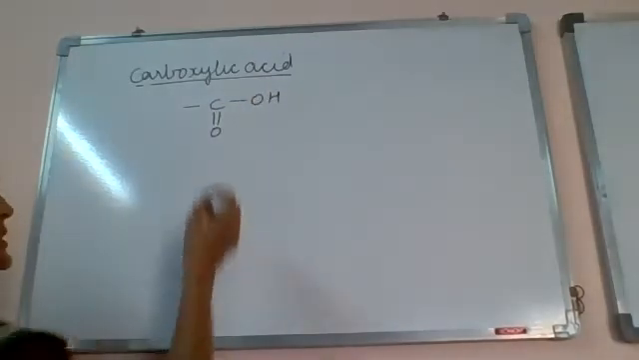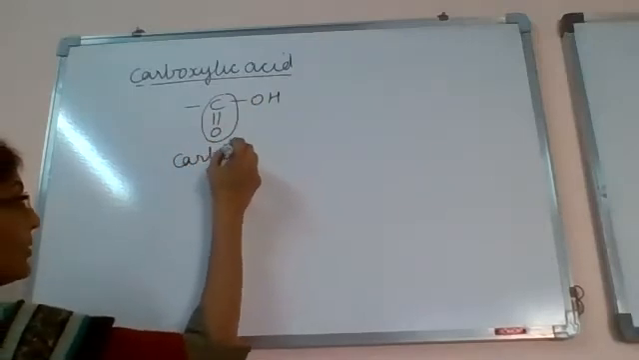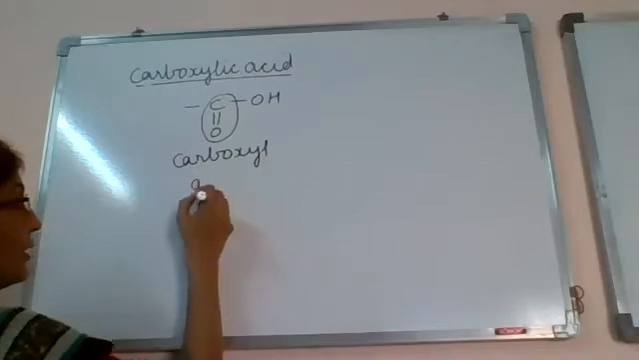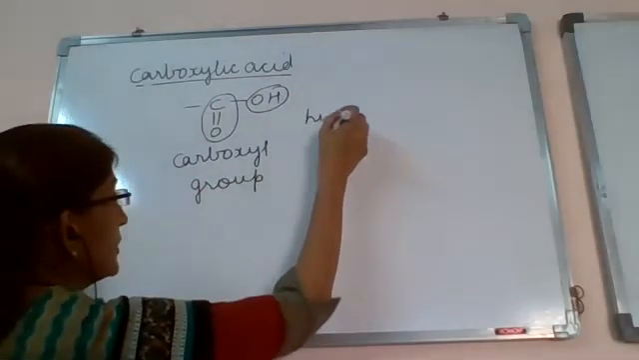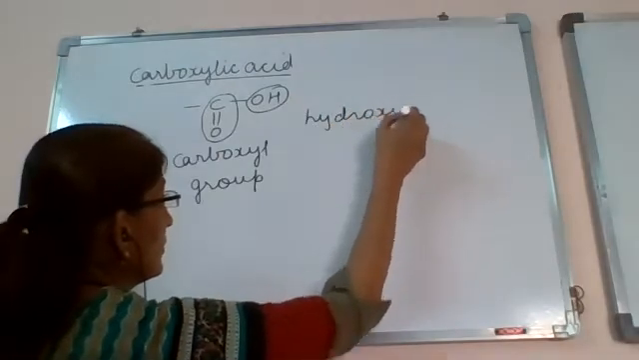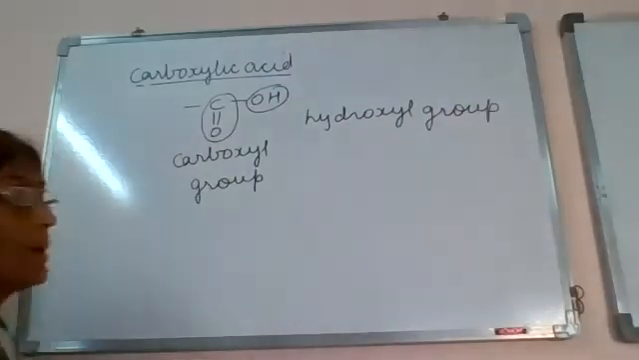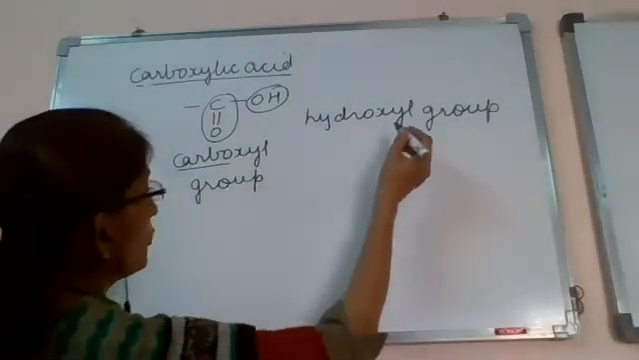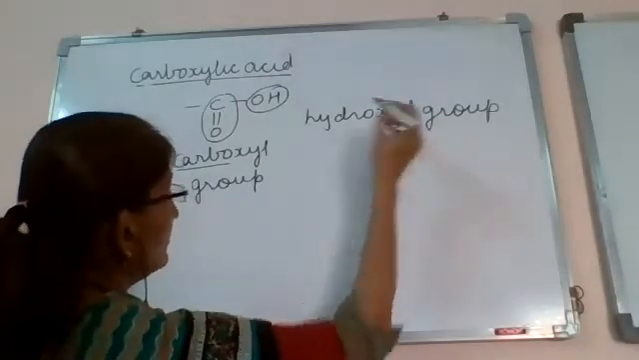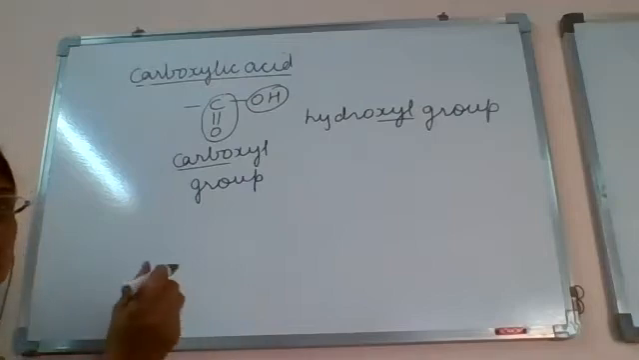It has two groups. C double bond O is called carboxyl group and OH is known as hydroxyl group. And if we combine them, then we get carboxyl group. So this is called carboxylic group, C double bond O and OH group.